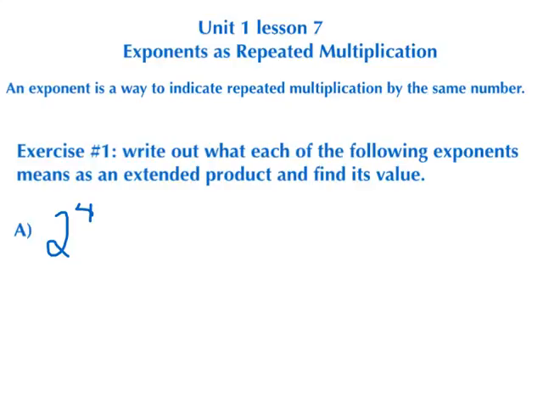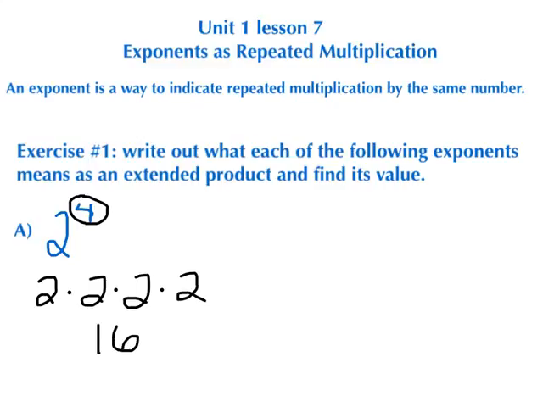So we're going to start off with A, 2 to the 4th. Today's topic is all about understanding what that exponent is and what that really means. That means that I want to see that 2 4 times and I want to multiply them. So 2 times 2 times 2 times 2. 2 times 2 is 4, times 2 is 8, 8 times 2 is 16. I would like you to try B and C on your own.